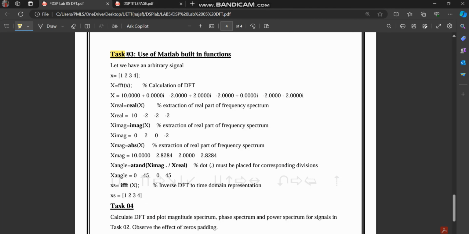Number 3 is about the use of MATLAB built-in functions. We have been given arbitrary signals for the calculation of DFT, for extraction of the real part of the frequency spectrum, the imaginary part, magnitude and phase. The dot must be placed for corresponding divisions, and inverse DFT to time domain representations.